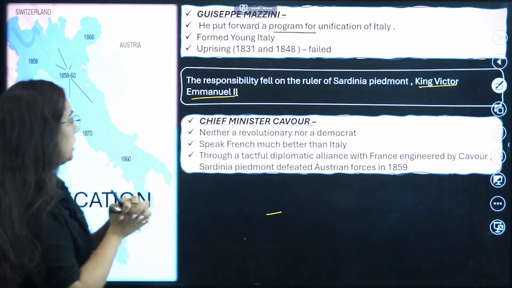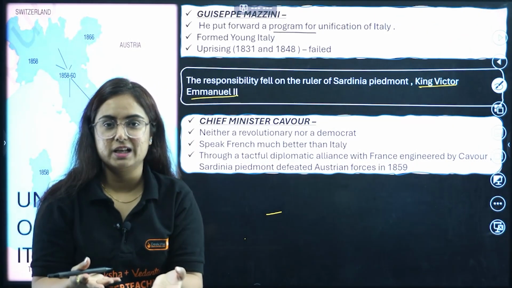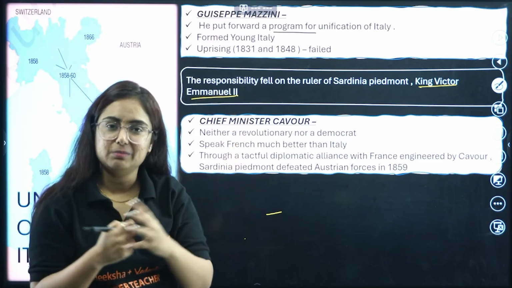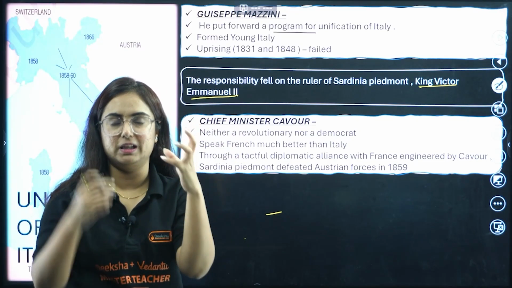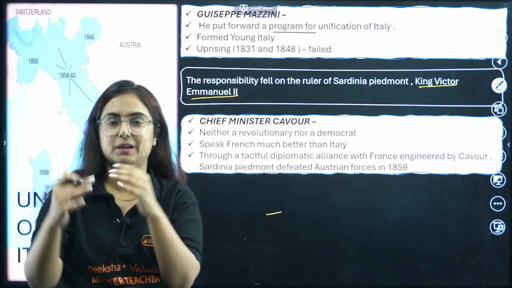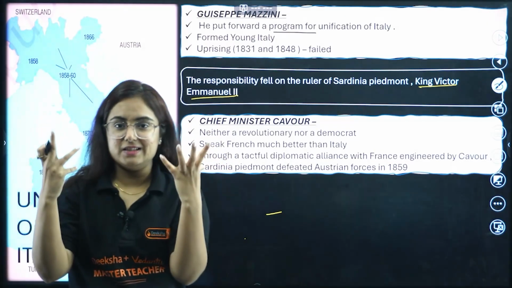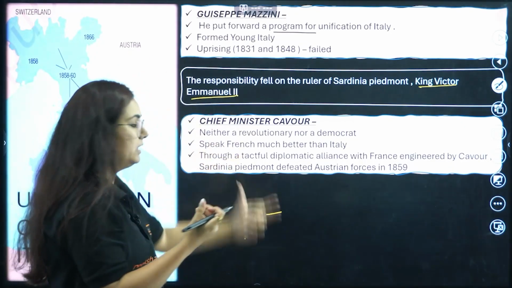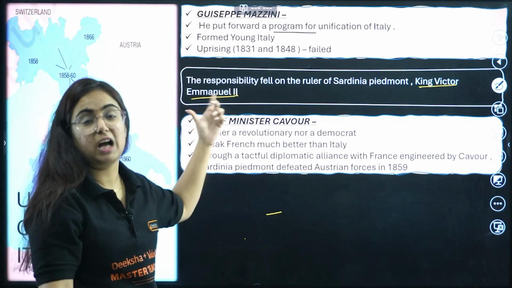Do you know that he didn't even know the Italian language? He was better at speaking French, because we remember there was a time in Europe when French was the language of the big people, the aristocratic people. So he knew French well. Using his tactful diplomatic alliance, this French-speaking person defeated Austrian forces from Sardinia.